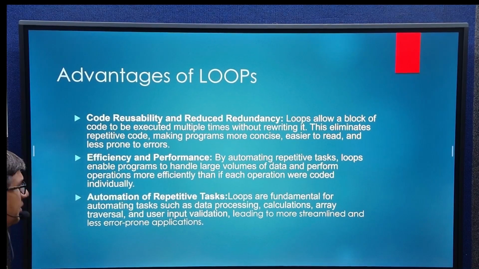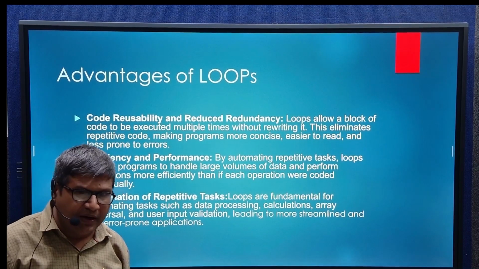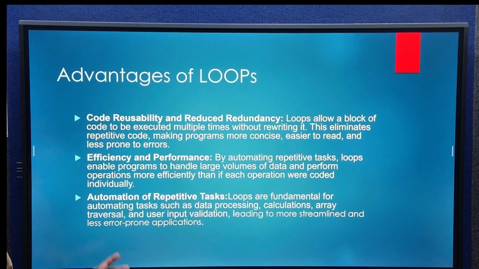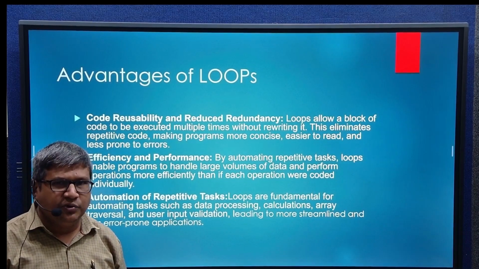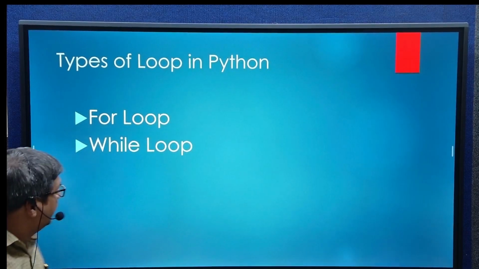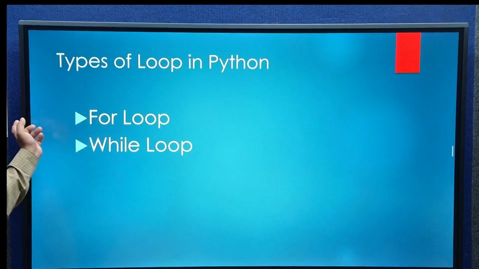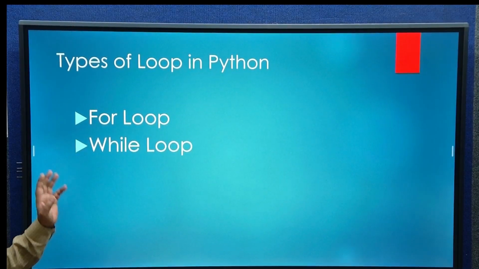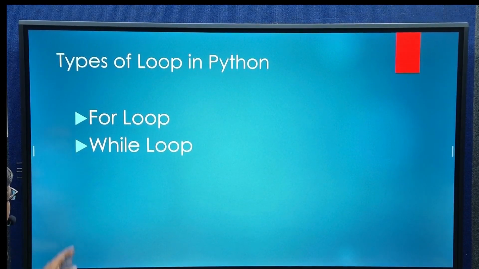So these are some of the advantages of using loop programming, and I would like to give you a simple example of a loop. Suppose you want to print your name 5 times, then we can use this kind of loop programming. Now, how many types of loops are available in Python? There are two different types of loops. First is the for loop and second is the while loop.